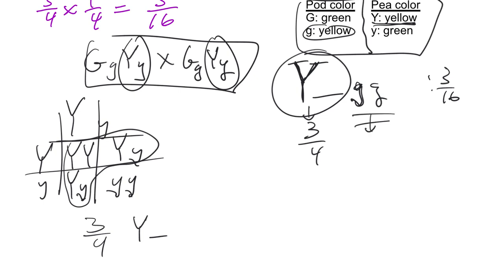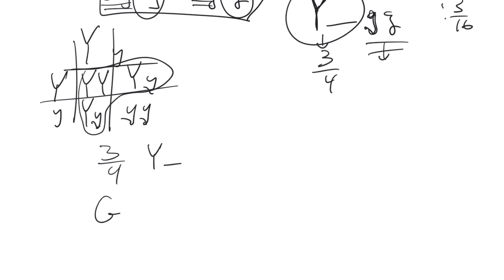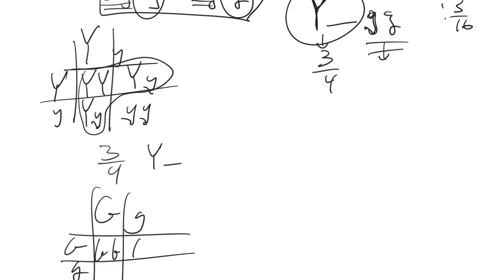I take those two and do the same thing, even though it's kind of ridiculous because I just did it with the y's. The only way I can get little g together would be 1 out of 4 chances. So that'd be a 1 out of 4 ratio.